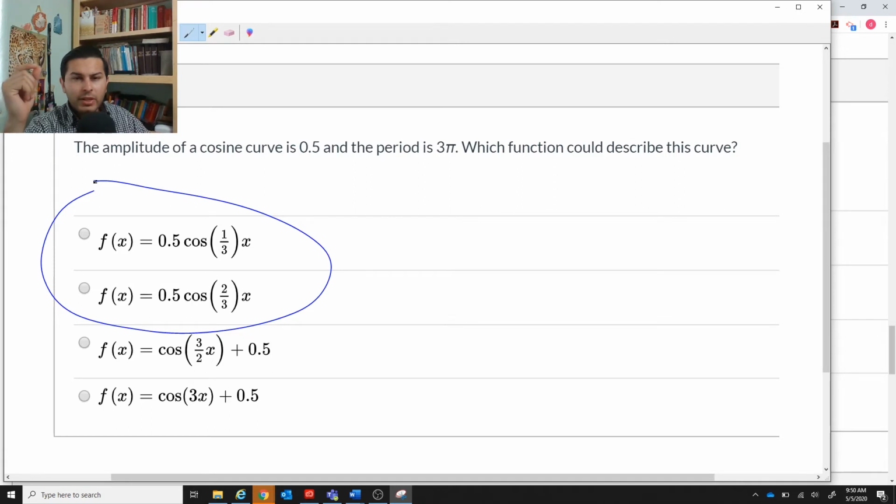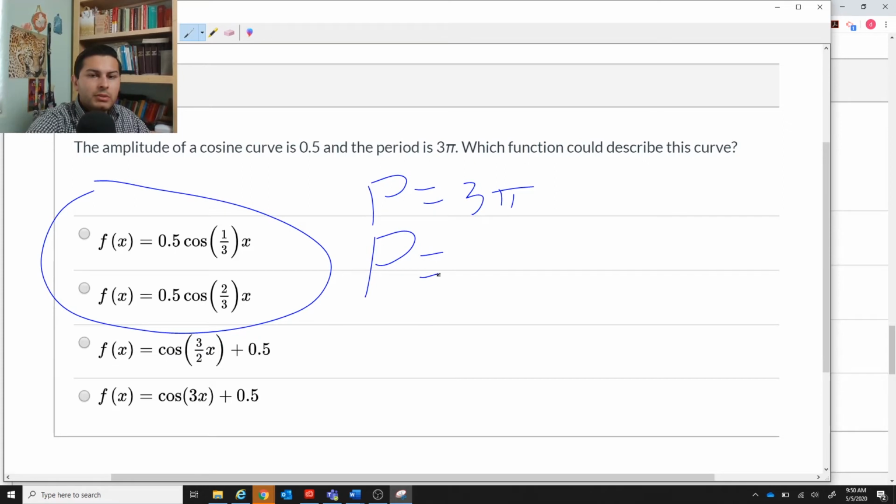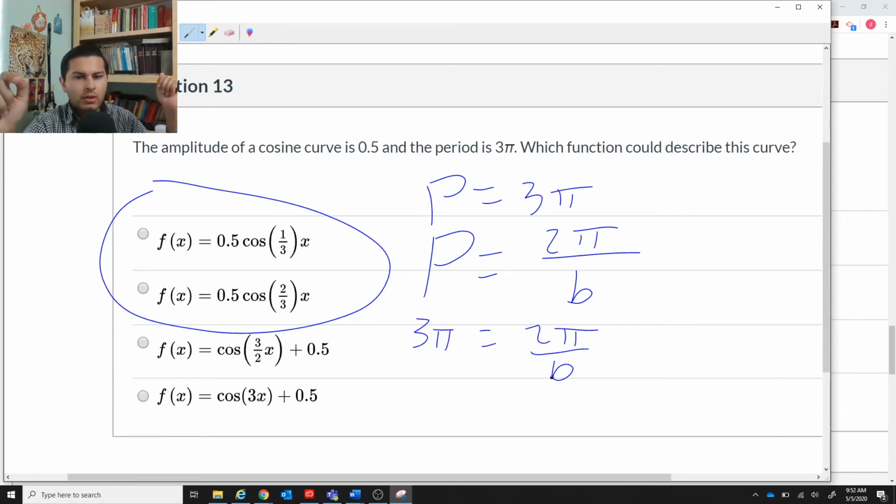Now the period is 3 pi. So our period is going to equal 3 pi. We also know that our period is going to be 2 pi over the absolute value of b. Or in this case, let's just use b. Now again, we also remember that our period is just 3 pi. So let's trade out our p with 3 pi. Good, now we can just solve out for b.